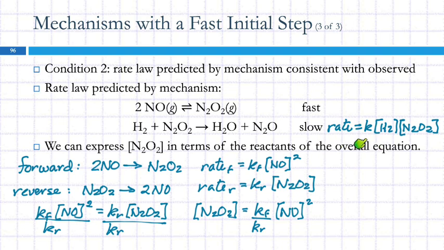This is the rate law from the slow step. This is the rate law that we can't use because it's got an intermediate in it. But now we have an expression for the intermediate that we can plug in here, so we don't have intermediates anymore. We just have a whole bunch of K's. So we have rate.